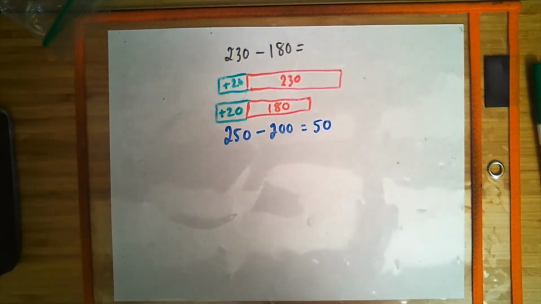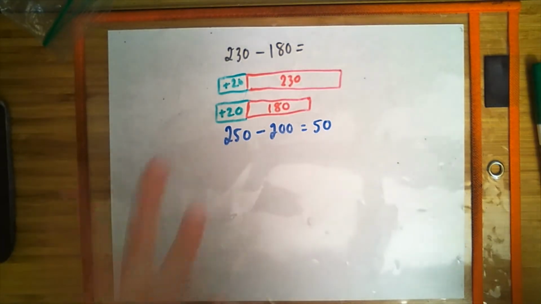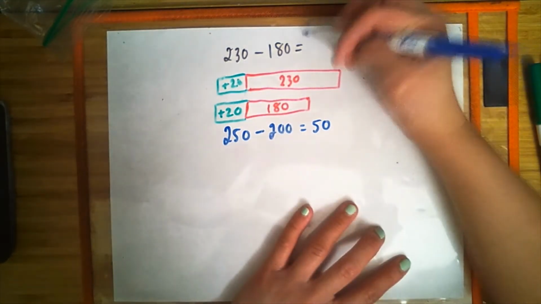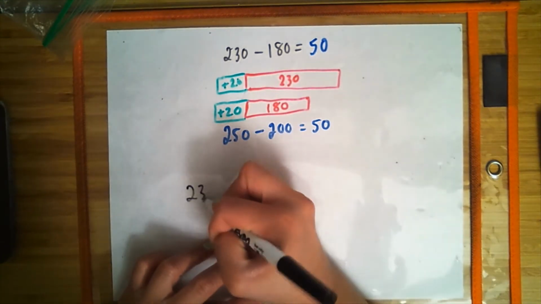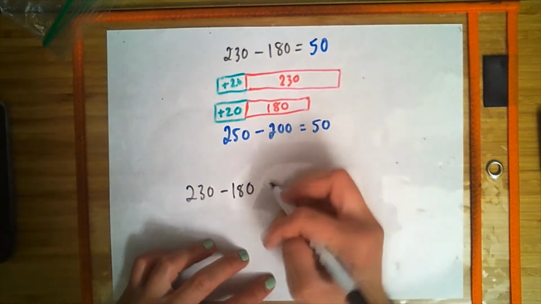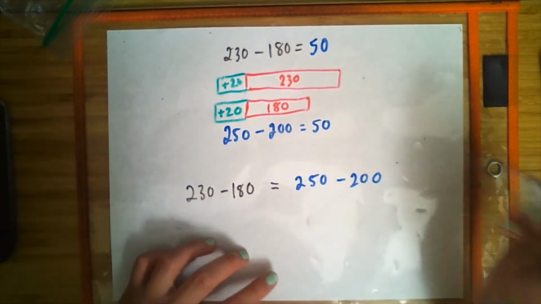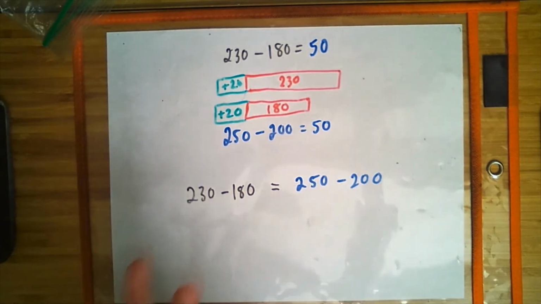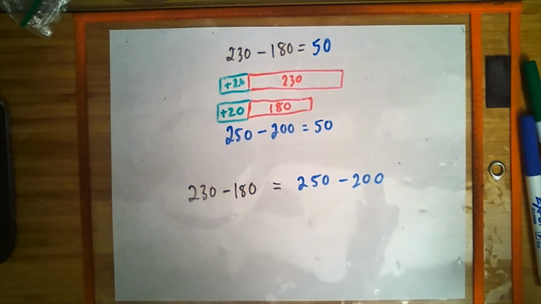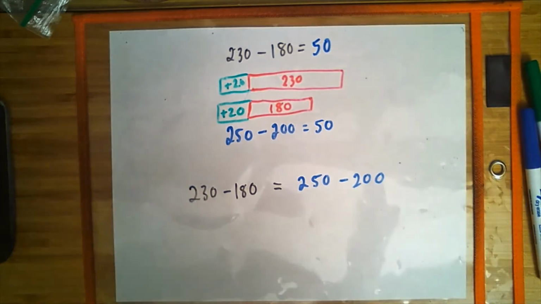My friends, when we use compensation, which is adding the same amount to both numbers to make an equivalent number sentence, that means the solution should be the same for our original number sentence. Meaning then that 230 minus 180 is equal to 250 minus 200. They both equal 50. We can double check that. Let's double check and see if 230 minus 180 is also equal to 50 after we use the compensation strategy. Let's take a look.